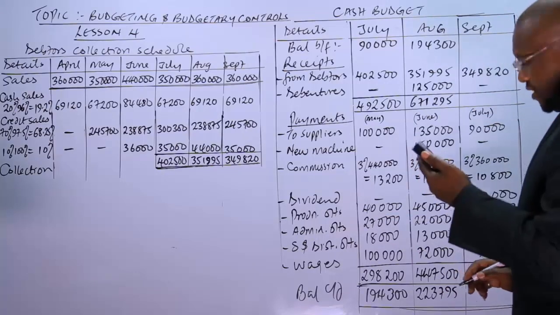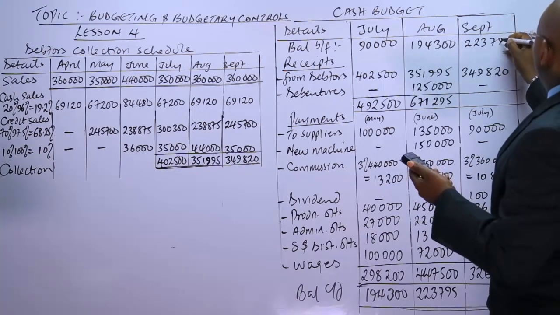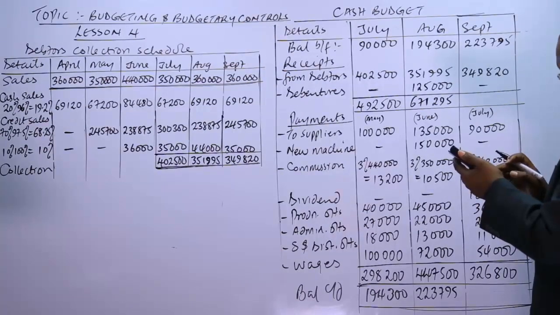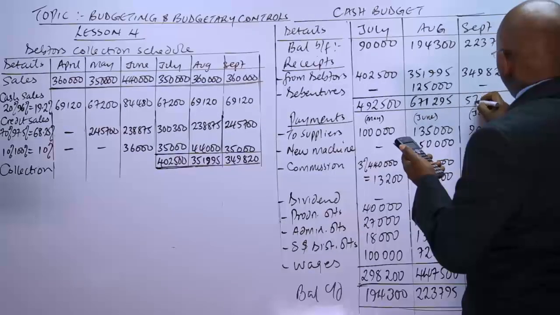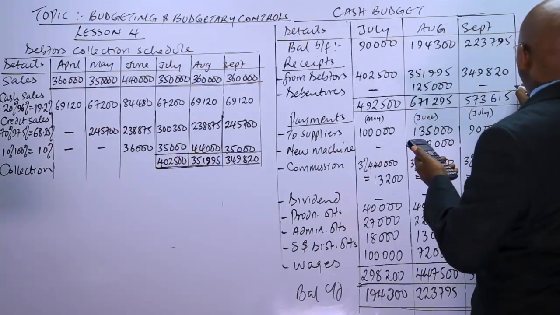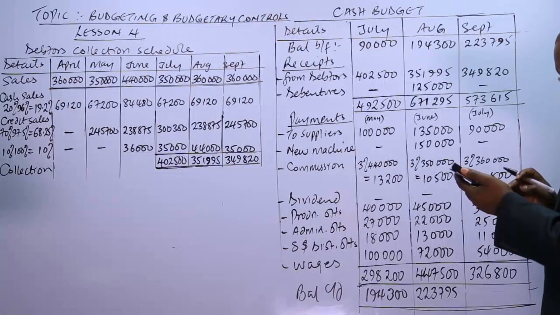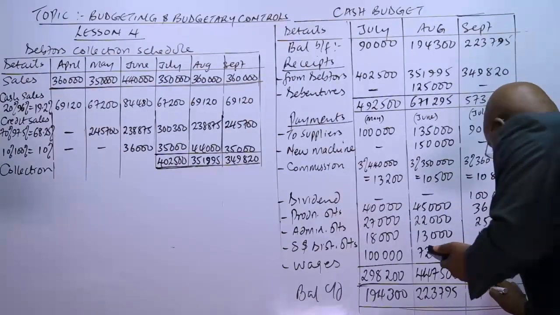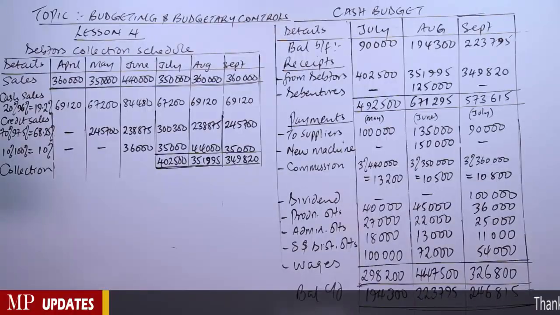I get to 23,795. I bring it here to 23,795. I add 349,820. This I get 573,615. And then I subtract my 326,800. This will give us 246,815. And this now become our closing balance of cash by the end of September.